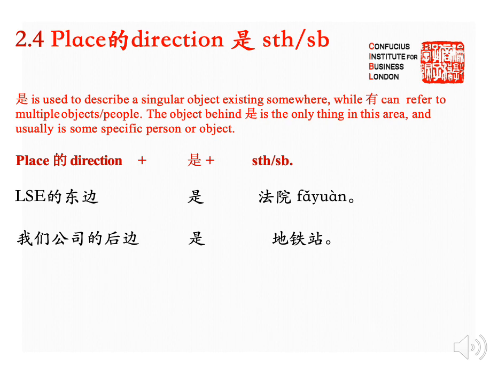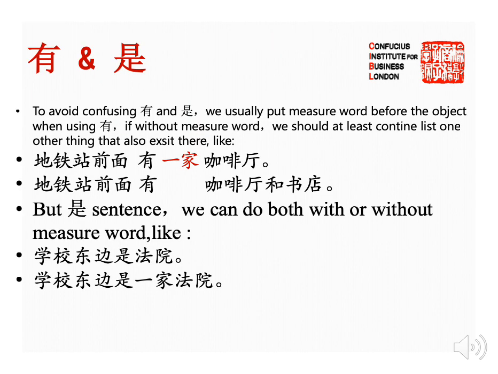我们公司的后边是地铁站 Behind our company is the tube station. And we can see the difference of these two structures by using 有 or 是. To avoid confusing 有 and 是, we usually put measure word before the object when using 有. If without measure word, we should at least continue list one more thing that also exists in that area.